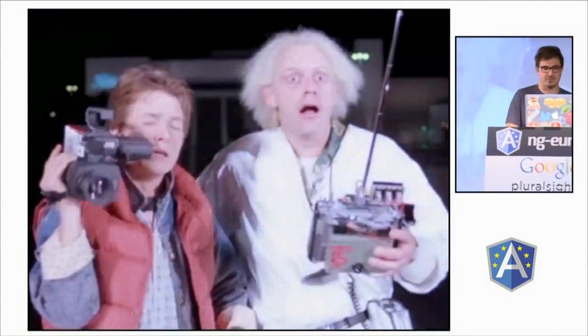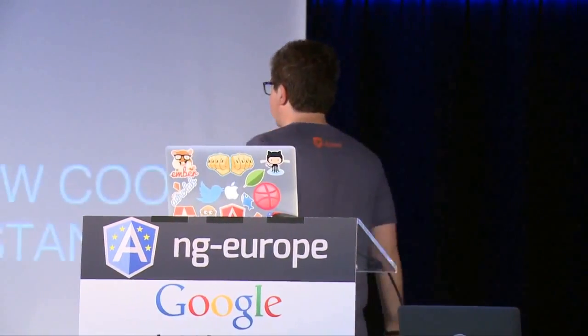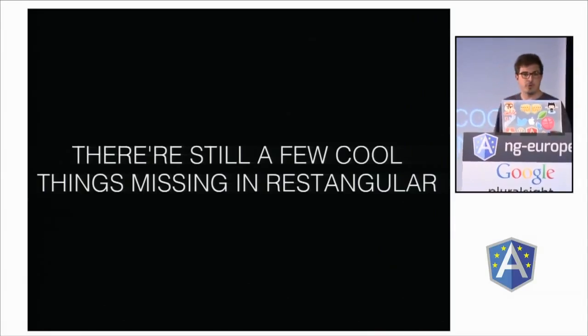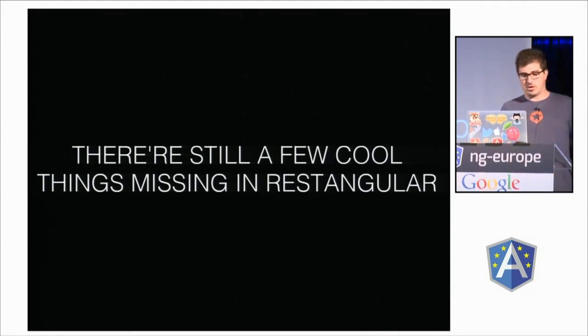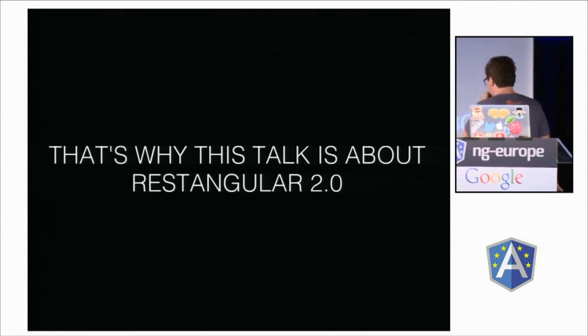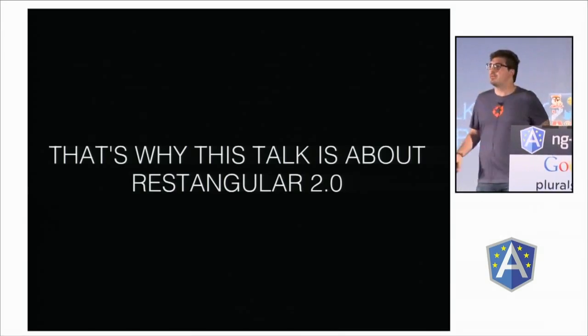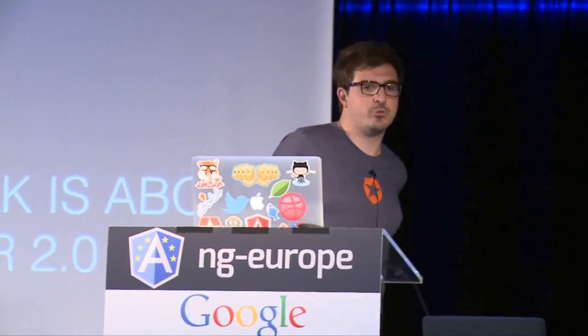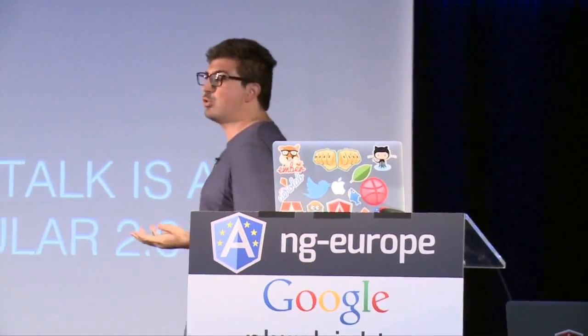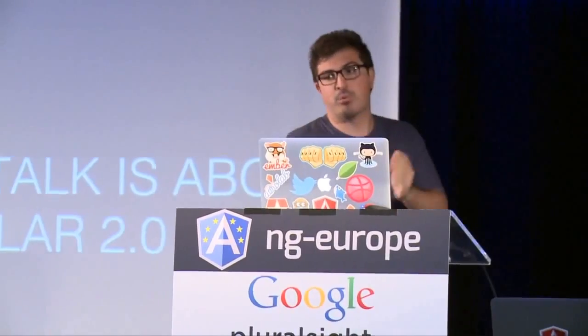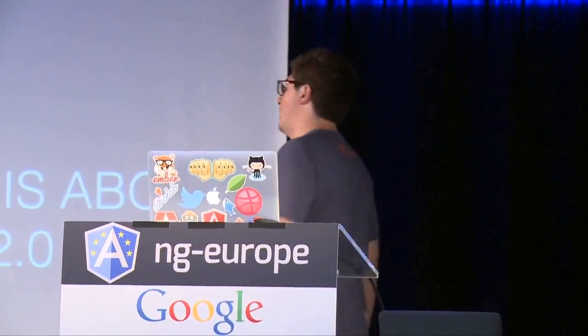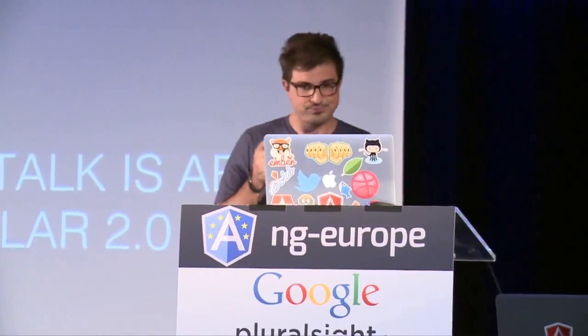So now that we know a little bit about how Restangular 1.0 works, let's go back to the future, or back to the present, and back to Restangular 2.0, which is what we want to talk about today. So there are still a few things that are missing in Restangular, and that's basically why this talk is about Restangular 2.0. In the beginning, my thought was to actually do Restangular 2.0 for AngularJS 2.0. But as I didn't know the timing, etc., I decided to actually do it for Angular 1.x and then move it forward to Angular 2.0 once it goes out.